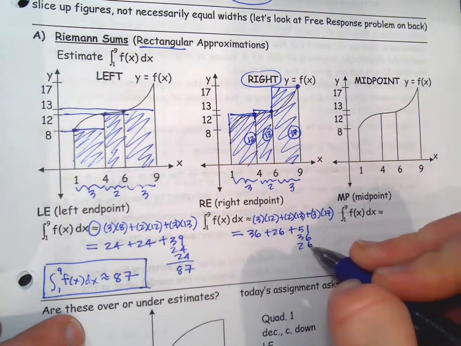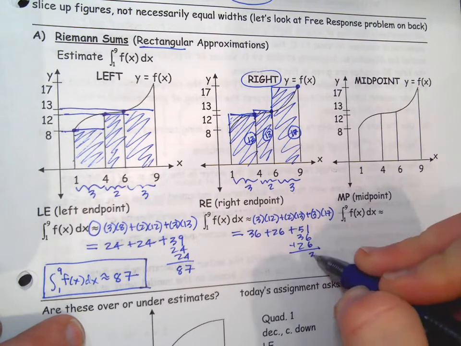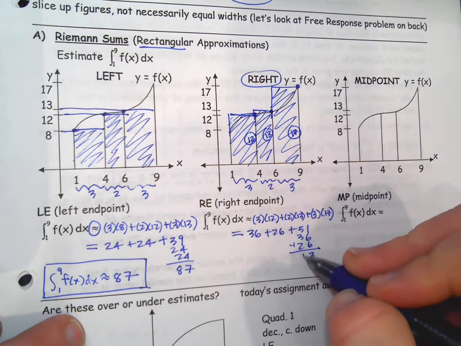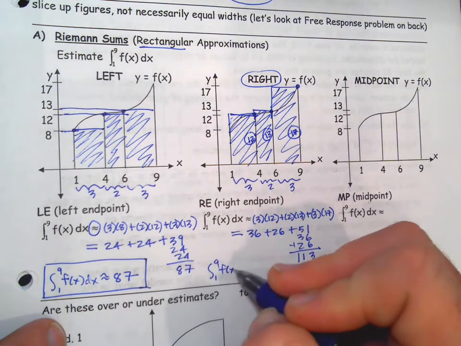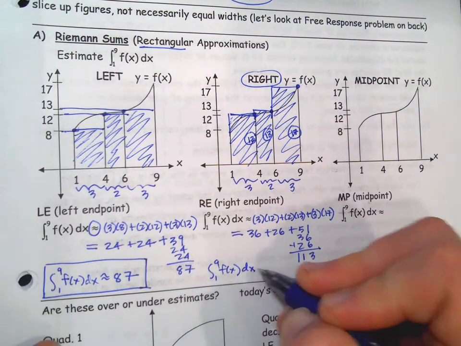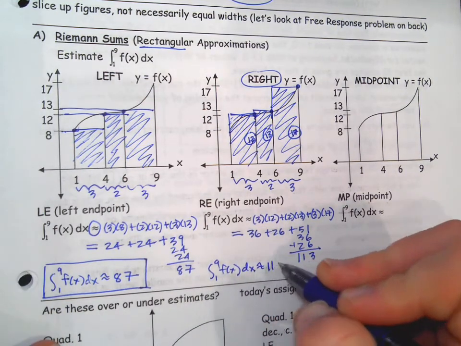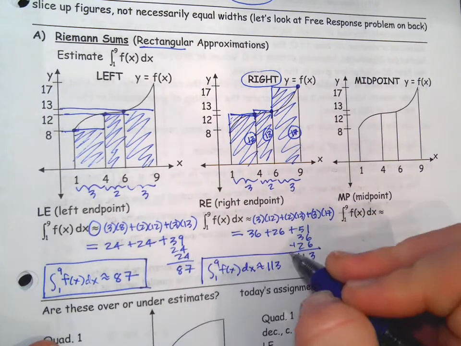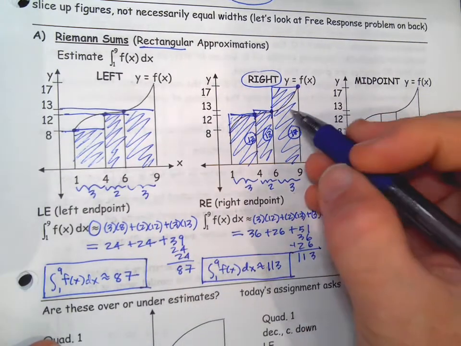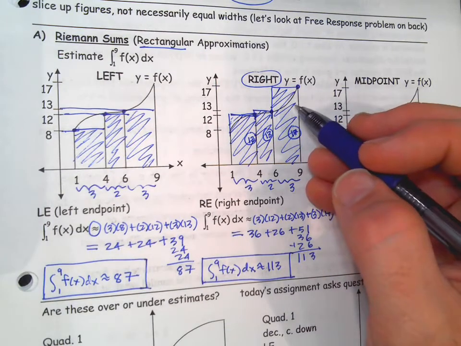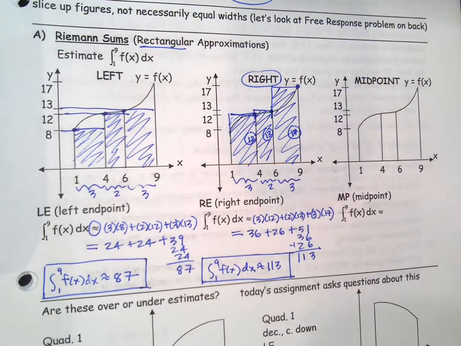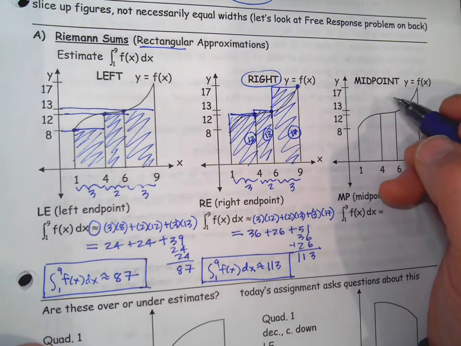Do a little work here, vertical addition, 12, 13, add 1 to 10 is 11. So the integral from 1 to 9 of f of x, it's the same function we're estimating, but with this approach we get 113. And this is obviously an overestimate. It's more than the actual value. All these rectangles, all this extra area, that's error.